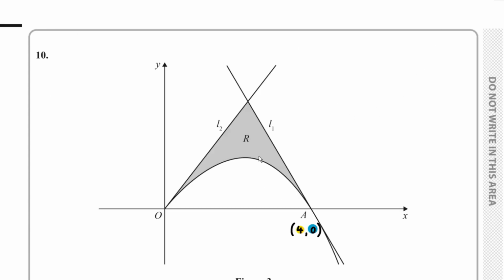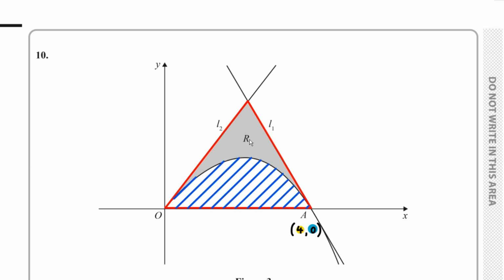Well, to find the area of R, we've got the area of this triangle, and what we need to do is subtract the area under the curve. That gives us the area of R. And for us to find the area of the triangle, we need to begin by finding the points where L1 and L2 intersect.